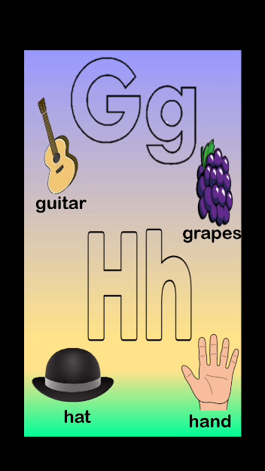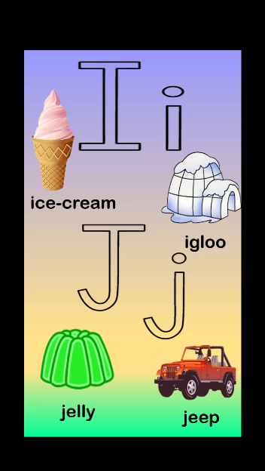The next letter is letter H. And the sound of letter H is H. H for hat. H for hand. Okay, earlier three, how do you know that hat comes from letter H? Because the beginning sound of hat is H. So what is the sound of letter H? H.